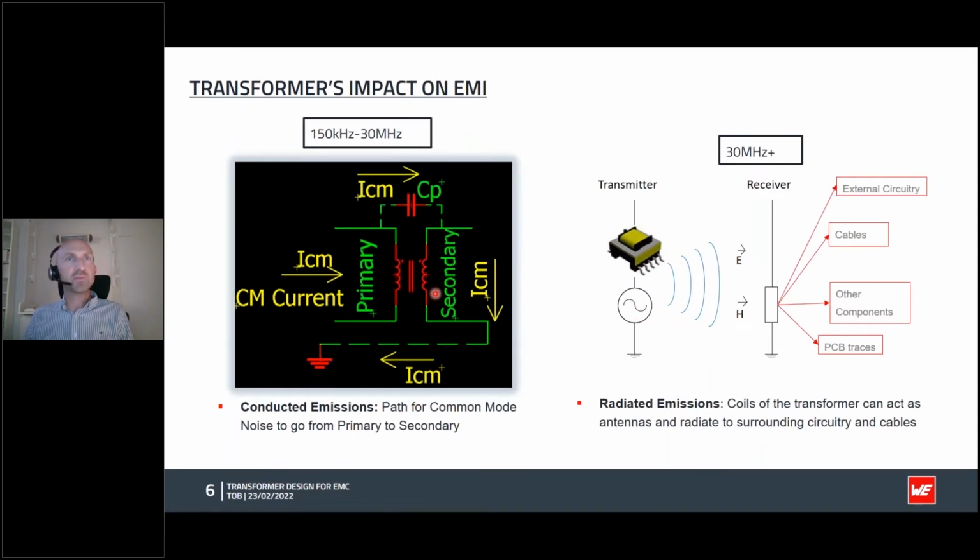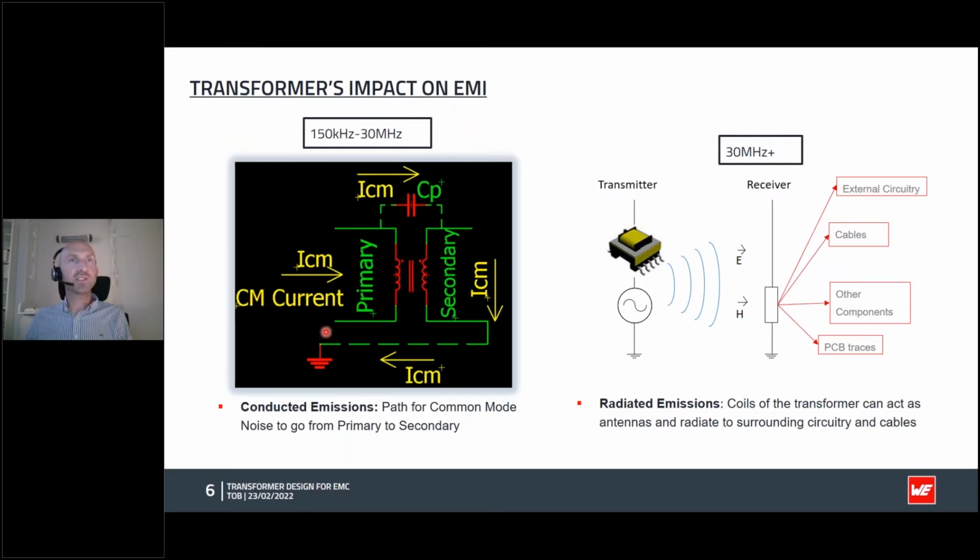So again, we look in a little bit more detail, as I mentioned, at this interwinding capacitance. This is a big problem in the conducted emissions. The conducted emissions I mentioned before are typically from 150 kilohertz to 30 megahertz. And one of the biggest problems is the current, particularly the common mode current.